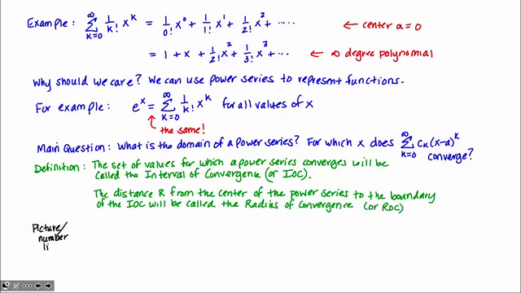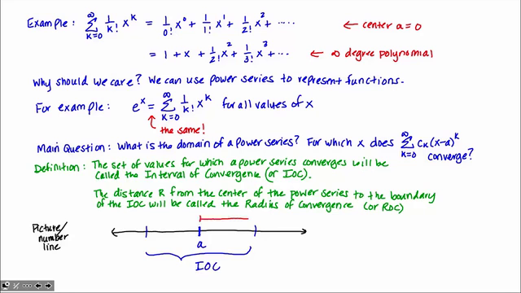We can represent the interval of convergence and radius of convergence with a number line. Here is our interval of convergence, which will always contain the center, and the radius of convergence will be the distance from the center to the boundary. In class, we'll see how we can use the ratio test to help us determine the interval of convergence, or the domain of a power series. Before we do, however, let's get used to this idea of a domain for a power series with an example.